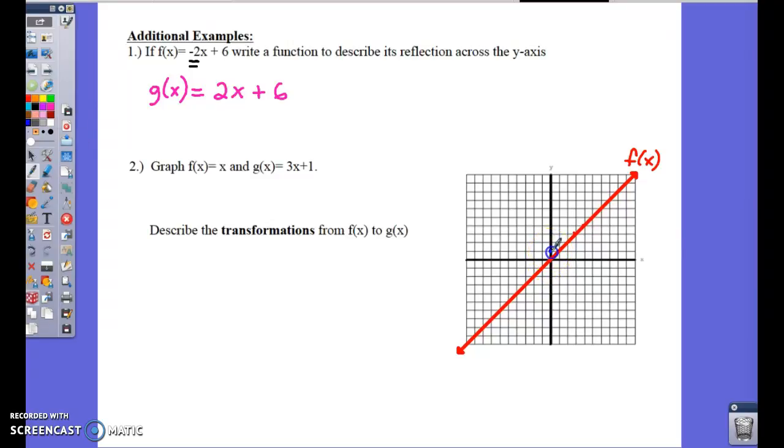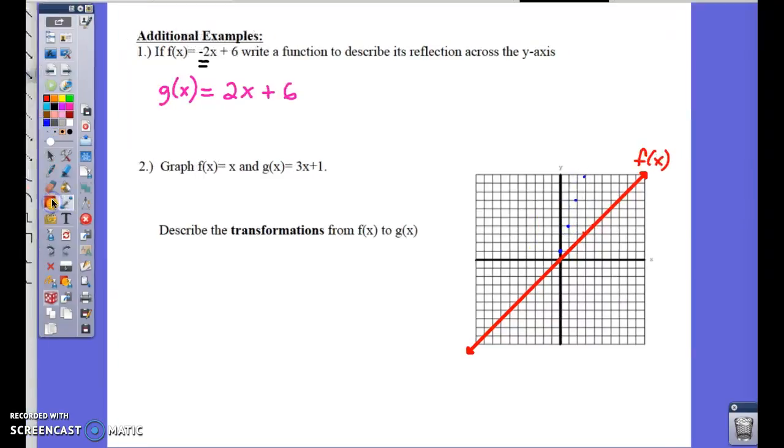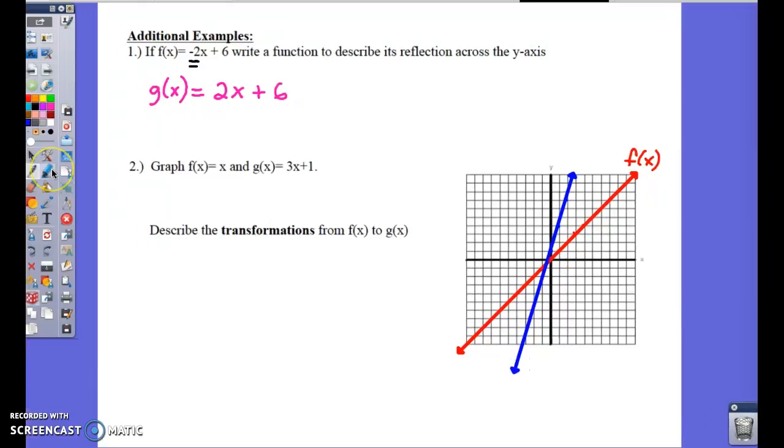Here's my g of x. It now has a y-intercept of 1. And we're going up 3 and over 1, and up 3 and over 1. So I'll create that line. We'll label that as g of x. But as far as the description of what occurred going from f of x to g of x, there are two transformations. We first change the slope from a positive 1 to a positive 3.